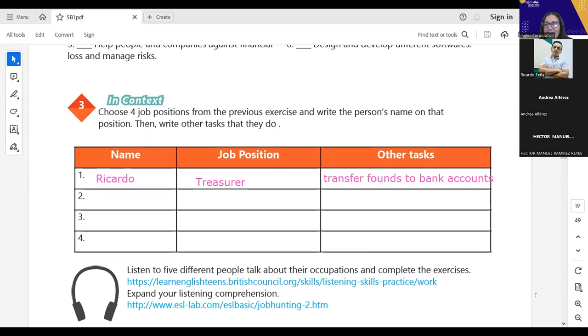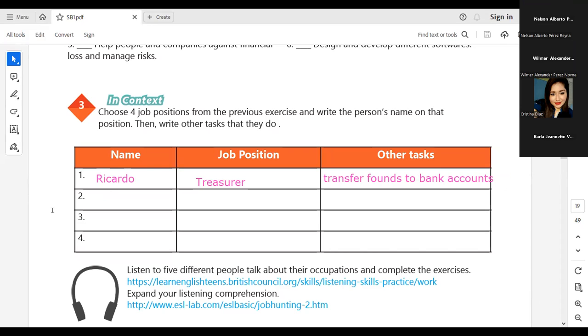Okay. Let's see. We got Christina. Anybody have Christina's information? Hola. Hi. Tell us your job position, please. General accountant. Okay. General accountant. Your task? Prepare financial statements. Prepare financial statements. Okay, great.